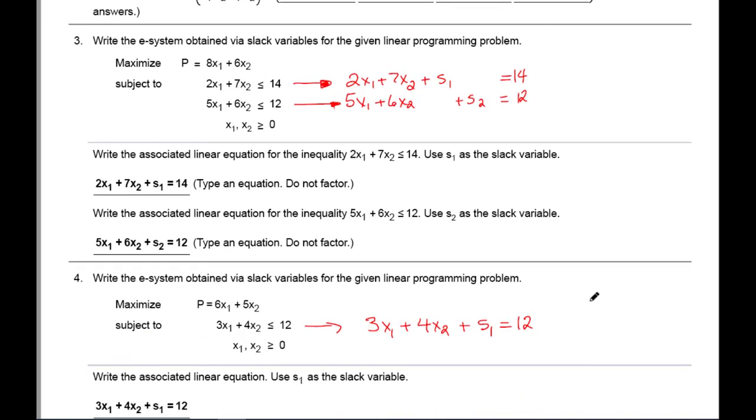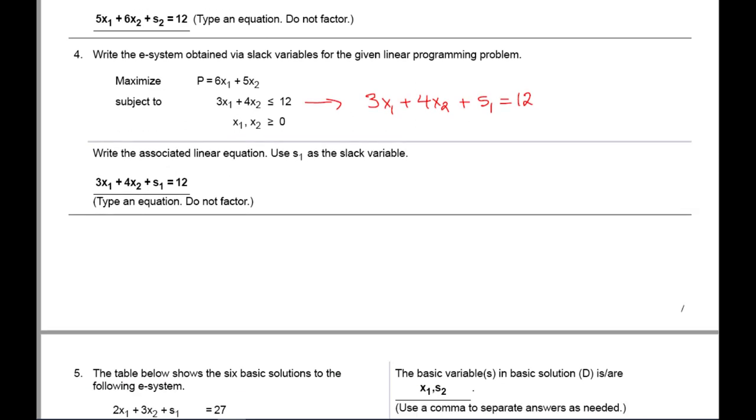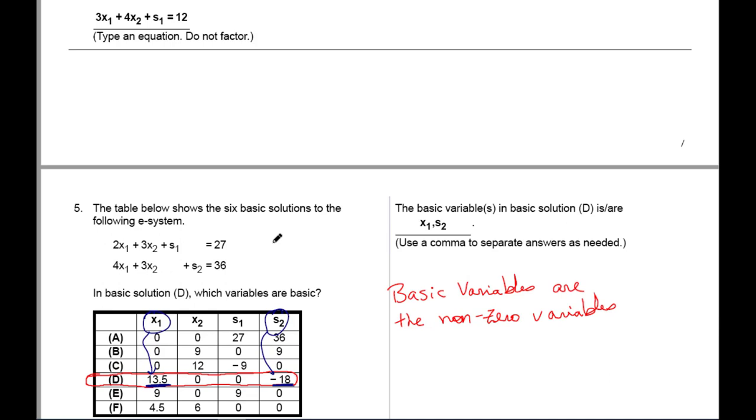In question 3, they want us to write down the constraints with slack variables. Well, that's just adding in S1 and adding in S2. Similarly, in question 4, here's question 4. Put in my slack variable. There's only one constraint. Easy enough.